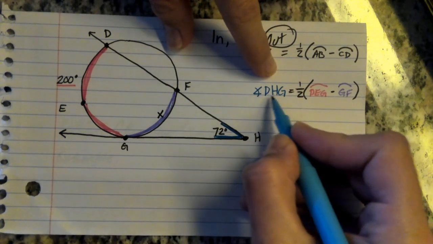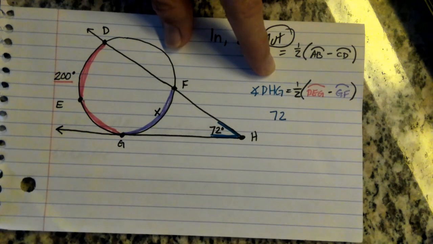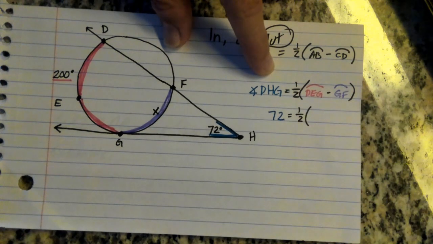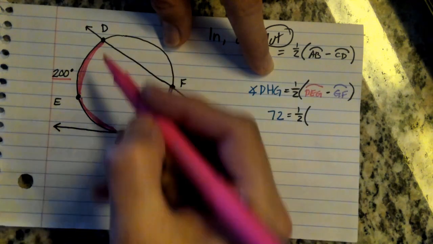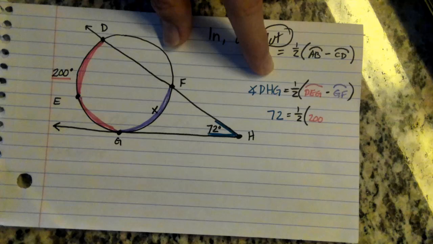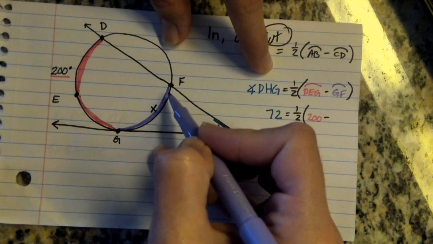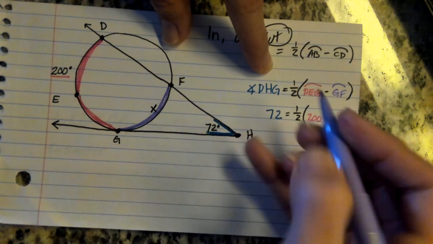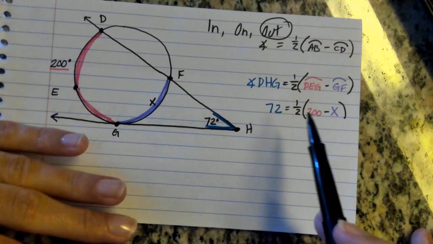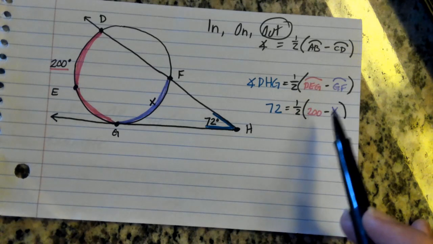Substitution property. Angle DHG right here is 72 degrees. We will set that equal to 1/2 of our major arc, or should I just say our bigger arc, DEG, which is going to be 200. We will then subtract arc GH, or GF, sorry. Problem is we don't know that, so we're going to substitute in an X. Now, you can do distribution, but I highly suggest you do not distribute that 1/2 because then you're going to have to mess with that 1/2 over here.